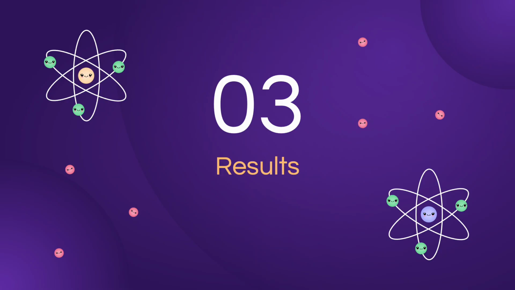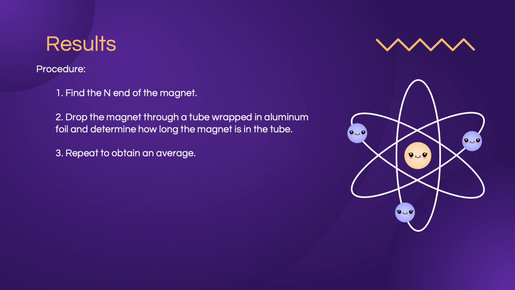So the results of the experiment. First the procedure was to find the end of the magnet, then label it, of course, and then drop the magnet through a tube wrapped in aluminum foil. And this can be done with a regular tissue paper roll or whatever someone may have. And you're going to drop the magnet through the tube and record how long it takes the magnet to reach the other end of the tube. And then repeat this 3 to 5 times to obtain an average.